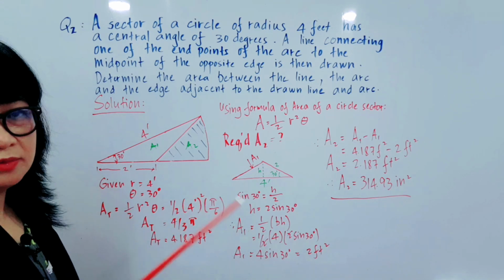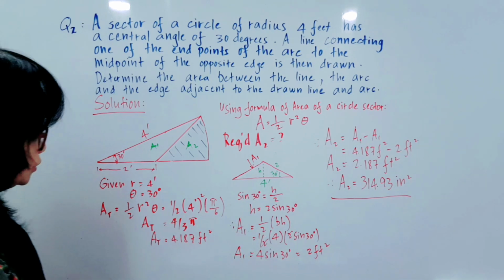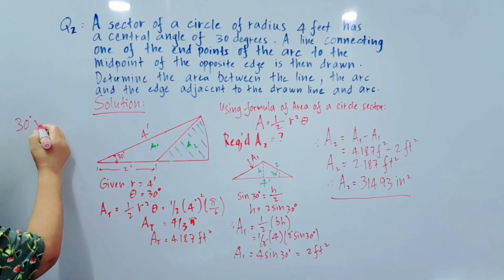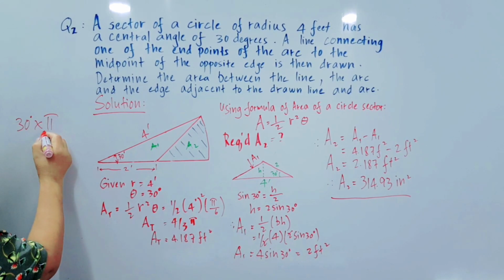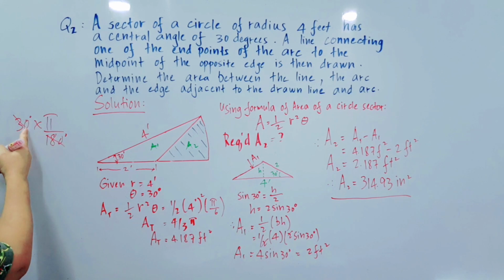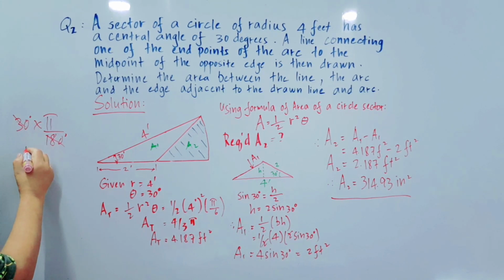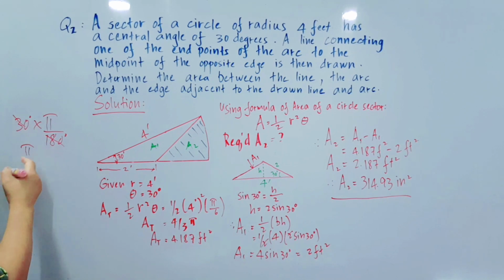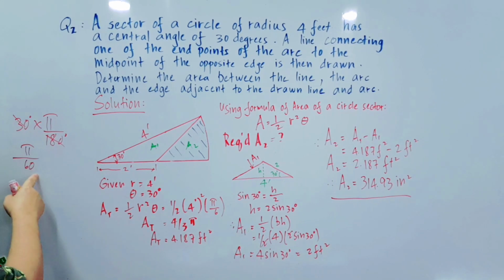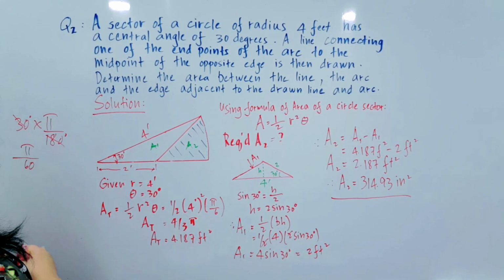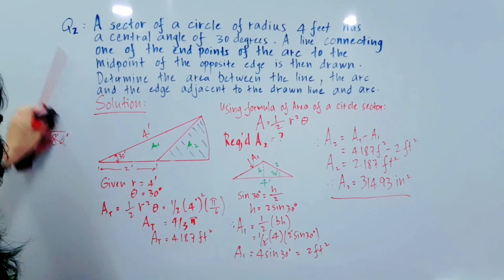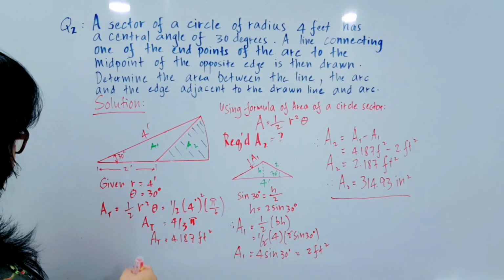To change 30 degrees to radians, multiply by pi over 180 degrees. Reducing, 30 divided by 180 gives 1 over 6. So 30 degrees is equal to pi over 6 in radians.